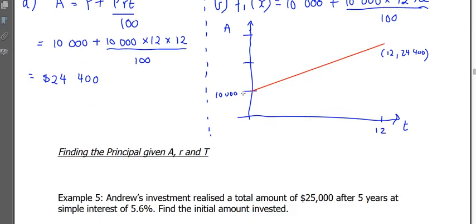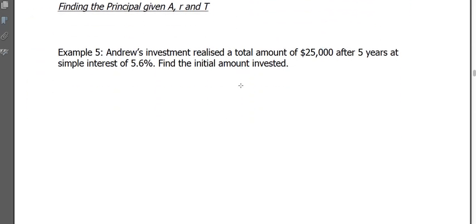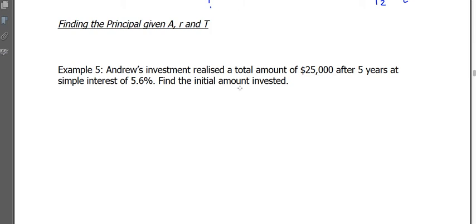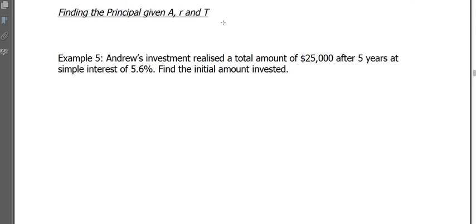What I'm going to do now is a different question. This is one where we are going to have to use solve. What we've got here is Andrew's investment realised a total amount. It means that it reached a total amount of $25,000. So your A value has gone up to $25,000. After 5 years, that's the time. Simple interest of 5.6%. Now, if it doesn't mention it, we can assume that that is per annum. Find the initial amount invested. It's asked us to find the principal.